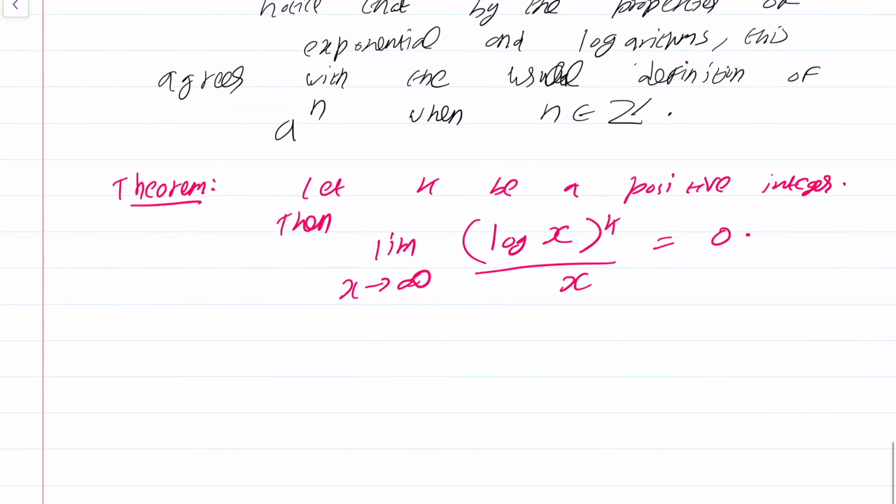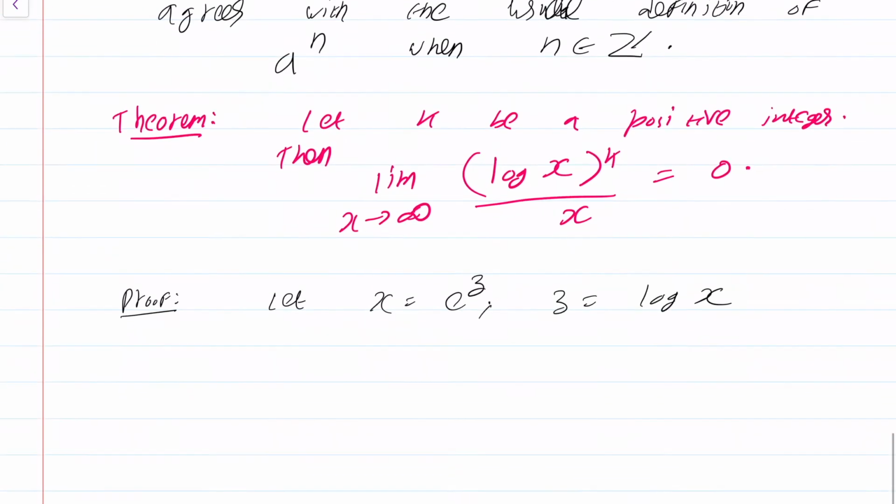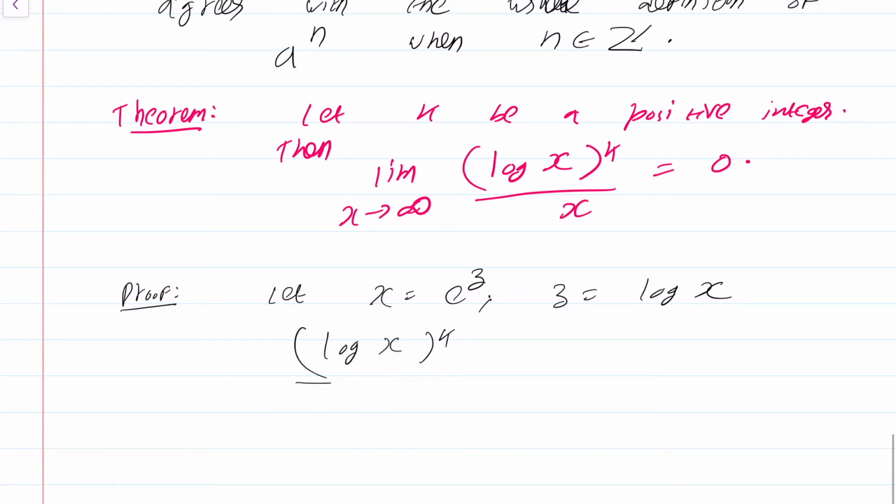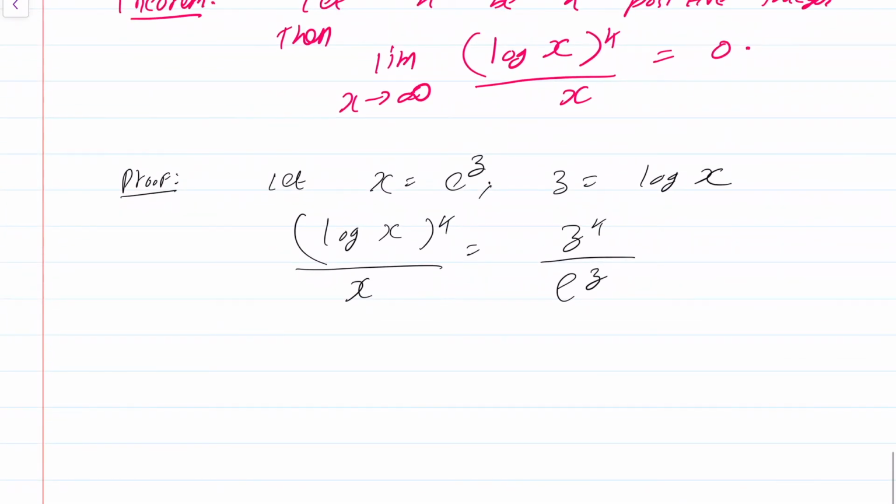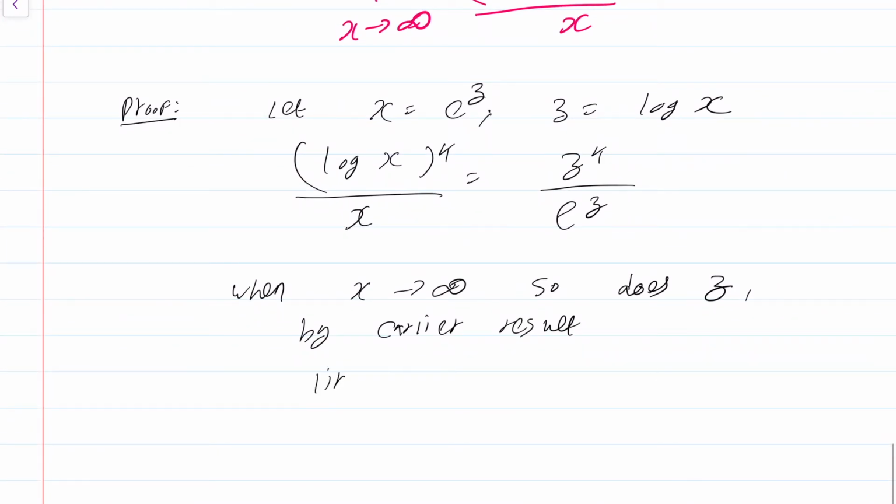And the proof is fairly easy because we have already done the hard work with using the exponential function. So what you do is you set x to be e power z. In other words, z is just log x. Then (log x) power k by x is nothing but z power k by e power z. Now, when x goes to infinity, so does z. But by the earlier result, limit x going to infinity of z power k by e power z goes to 0, as required.